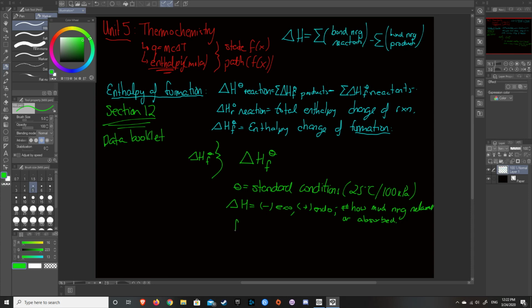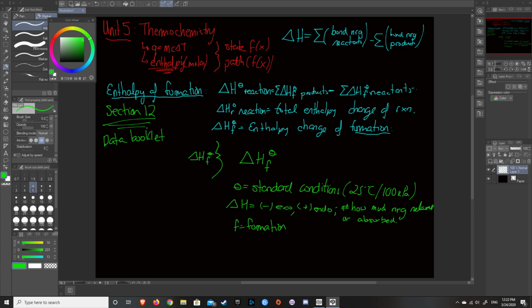And then the F is that we're talking about formation, because in one of the two videos from now, you're going to see the enthalpy change of combustion, which is written delta H naught, meaning it's at standard conditions, enthalpy change, and C. So combustion instead of formation.